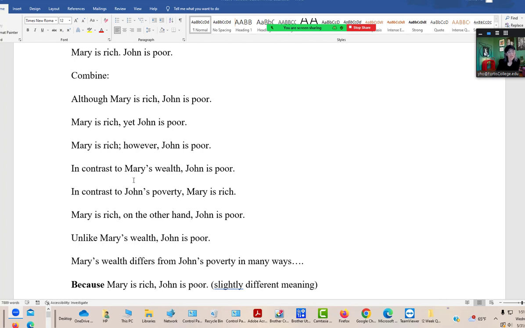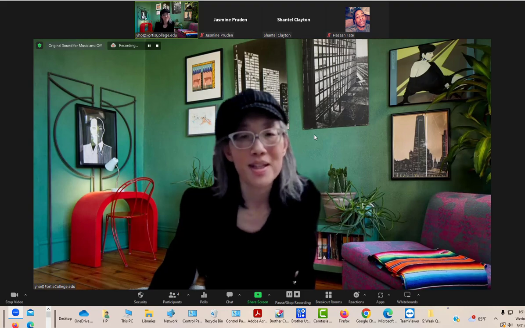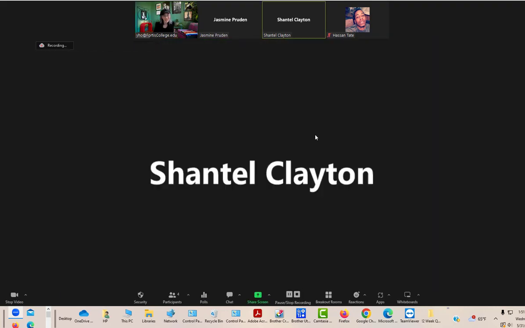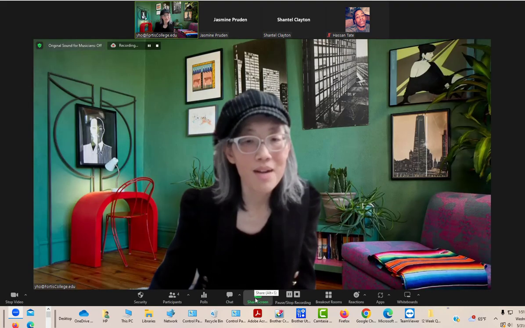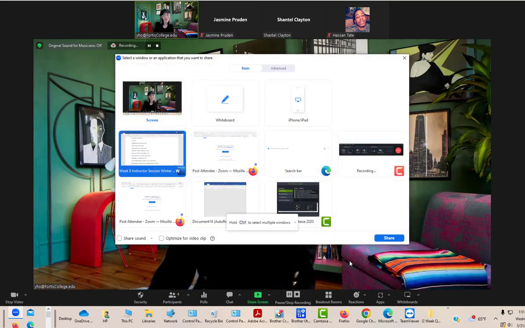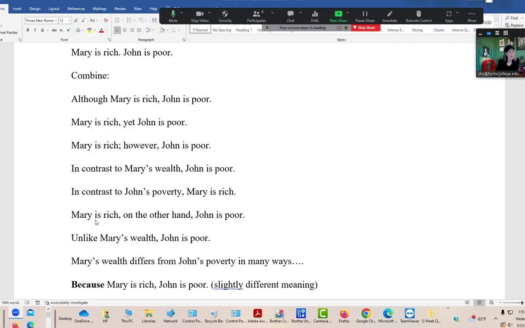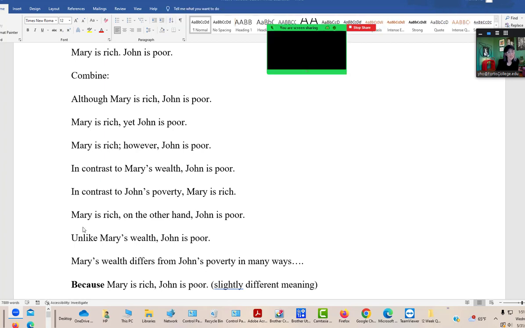Okay, this one. In contrast to Mary's wealth, John is poor. Is this a simple sentence, compound sentence, or a complex sentence? What kind of sentence is that? Is that simple? That's a simple sentence. You guys are now experts at sentence structure. Good. Mary is rich. On the other hand, John is poor. Is this a simple sentence, compound sentence, or a complex sentence?